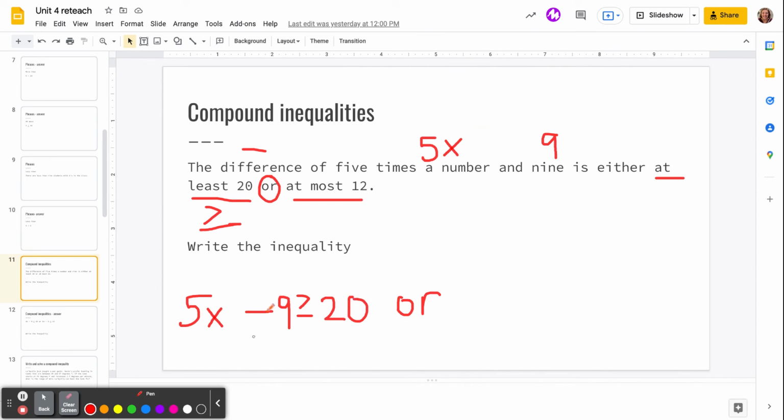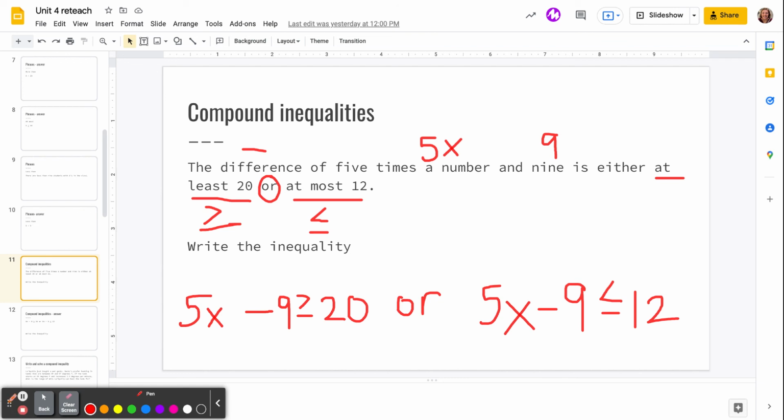or the whole thing again, the difference of 5 times a number and 9 is at most. So that's the opposite. Most we generally think of like a greater than sign, but here at most, when you put that at in front of it, it means like the opposite. It is less than or equal to 12. So this number is less than or equal to 12. It just told us to write the inequality. So this is the compound inequality we have.